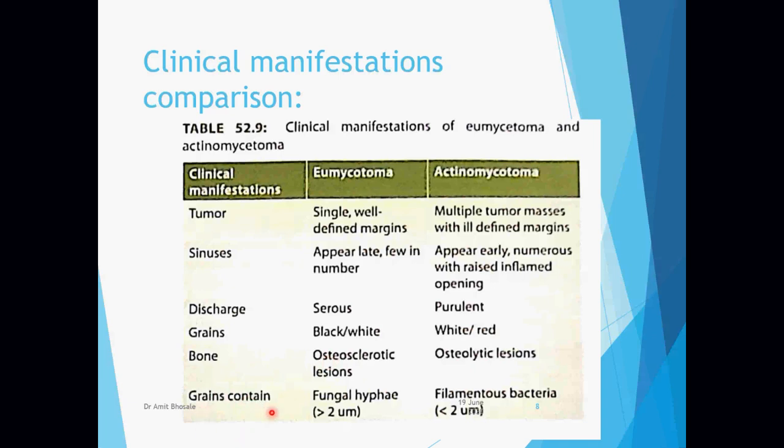Grains contain fungal hyphae which are more than 2 micrometers in diameter in eumycetoma, and in actinomycetoma there is presence of filamentous bacteria which are less than 2 micrometers in diameter.